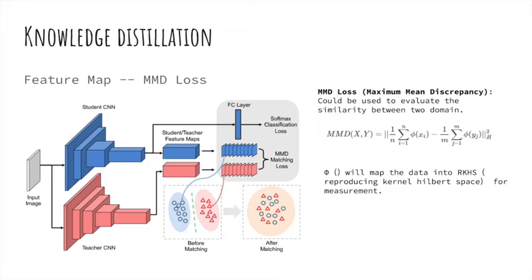For example, the blue one is a student and the red one is a teacher. They belong to two domains. And after MMD loss, those two feature maps will belong to the same domain. If we use L2 loss, the blue circles and the red triangles will be overlapped. But MMD loss is more mild.